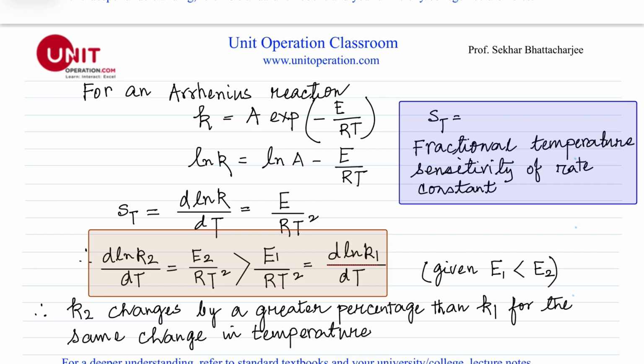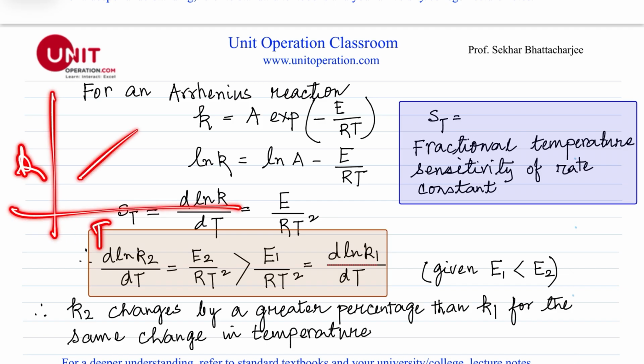So what is fractional temperature sensitivity? We know K is a function of temperature. Here, of course, if we increase the temperature by, let's say, 1 degree Celsius, then K also increases. So how much does K change over 1 degree? Of course, this is supposed to be in absolute temperature. So this dk over dt is the absolute temperature sensitivity.